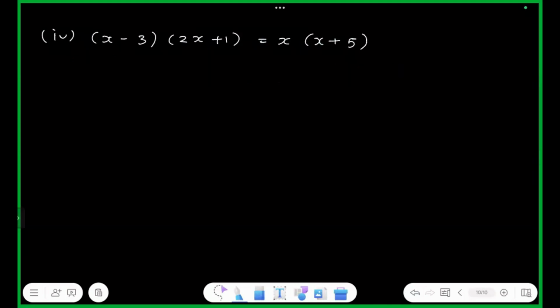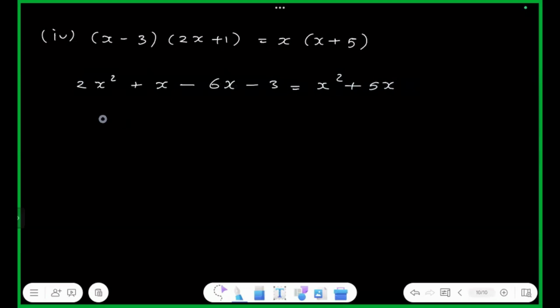That's it. Our fourth question is x minus 3, 2x plus 1 is equal to x multiplied by x plus 5. Okay, see, first of all, x will get multiplied with 2x, so we will get 2x square, then x will get multiplied with plus 1, so plus x, then minus 3 into 2x, so minus 6x, minus 3 is equal to x into x is x square plus 5x.